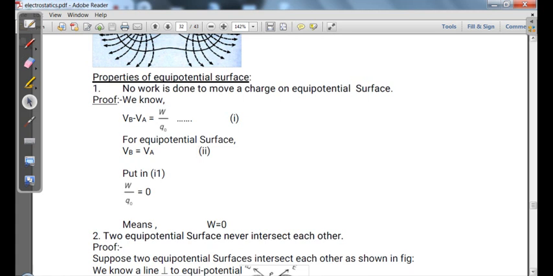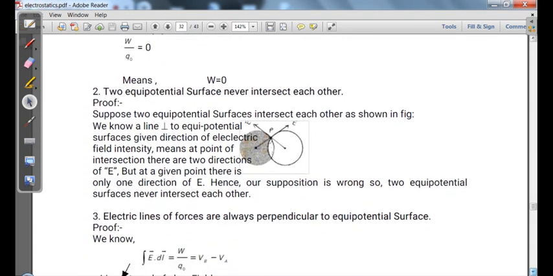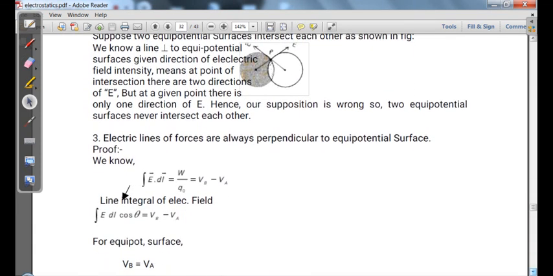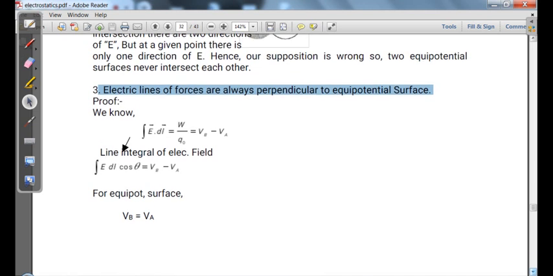Now the property is here. This property I have discussed: electric lines of force are always perpendicular to the equipotential surface. And I have given the proof. Clear? And from this you can see that it has also proved that the line integral of E dot dl is equal to W upon Q, which is VB minus VA. For an equipotential surface, these are equal to 0. Clear?